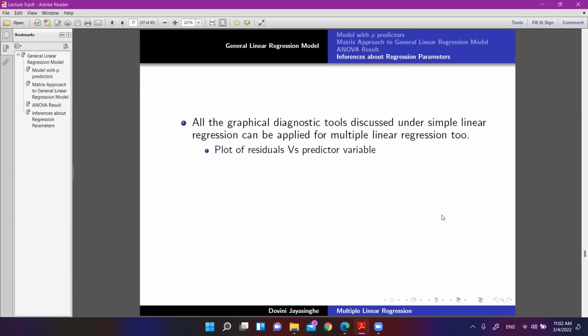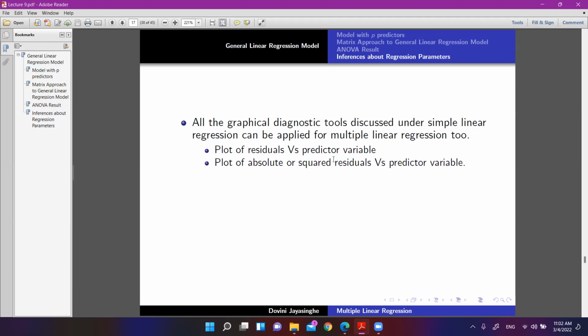All the graphical diagnostic tools discussed under simple linear regression can be applied for multiple linear regression too. Plots of residuals versus predictor values, because it's the same assumption that we have: all the error terms should have constant variance, mean error should be 0, likewise. So you can have the same diagnostic plots that you use to check the model validity.